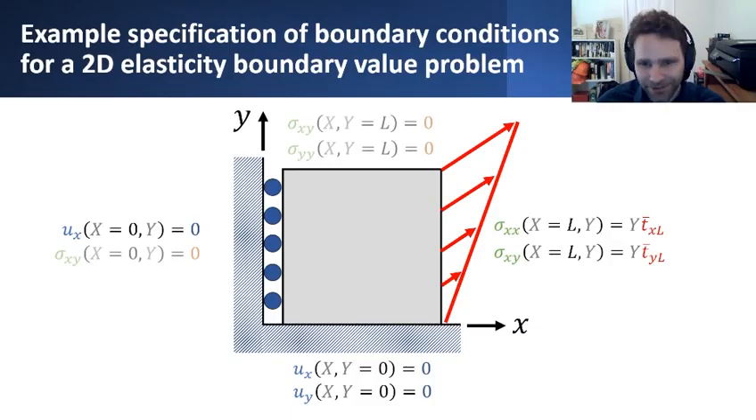On the right surface, I'm prescribing directly the components of traction due to some possibly varying load or force per unit of area that I'm applying to that whole right edge. And maybe both of those components of traction, sigma xx and sigma xy, the normal and shear components of traction acting on that surface respectively, might vary as a function of position, in this case with respect to the y coordinate.